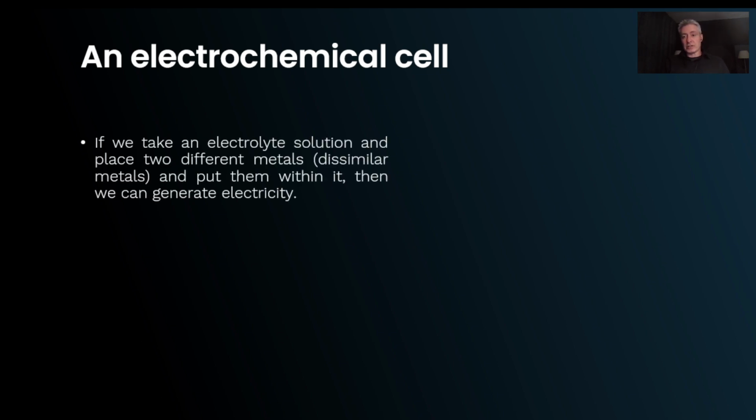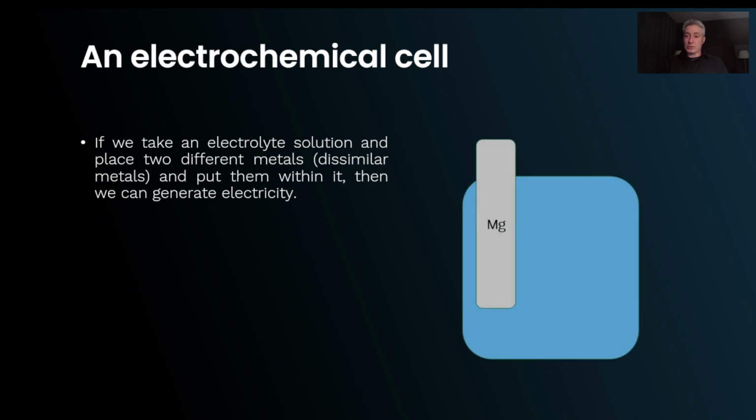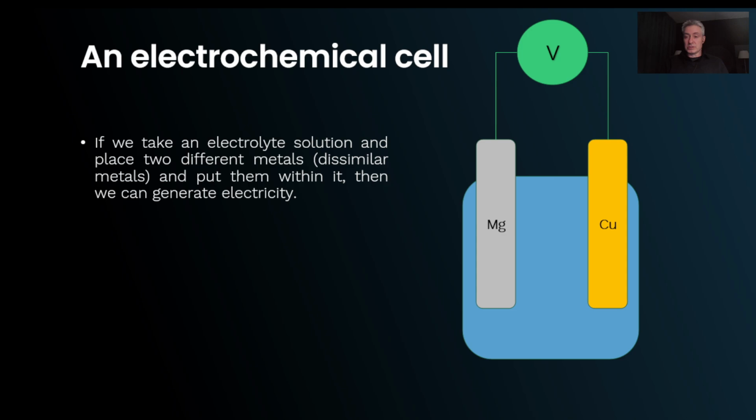So first of all, an electrochemical cell. If I take an electrolyte solution and I place two different metals in it, sometimes people call this dissimilar metals. It's a fancy way of saying different metals. If I put those two metals within an electrolyte, and I make an electrical contact between those two metals, then a voltage or a potential is generated in the units of voltage, and a current can flow.